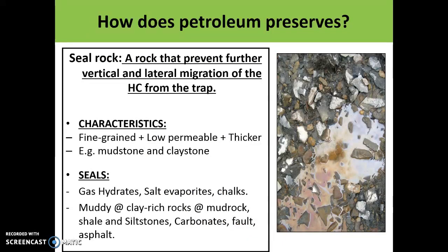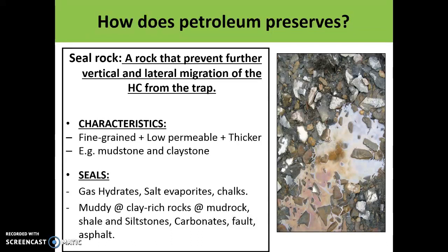Next, how does petroleum preserve? Okay, it's by the presence of seal rock, that is the rock that prevents further vertical and lateral migrations of hydrocarbons from the trap. The characteristic of that seal rock normally is a fine-grained impermeable sedimentary rock. So a seal is a fine-grained rock that prevents the oil migrating to the surface, or vertical migration. So the seal is actually an important component in a prospect.